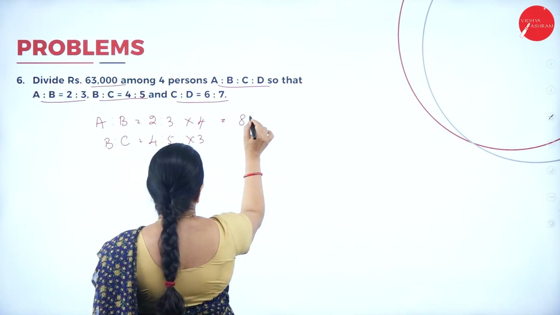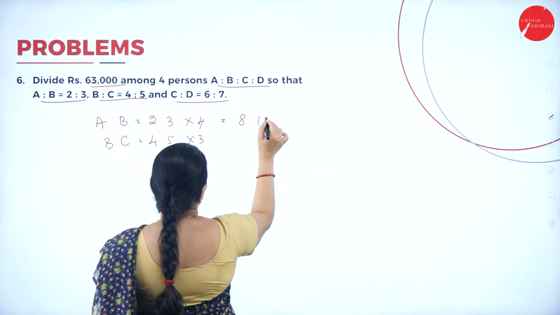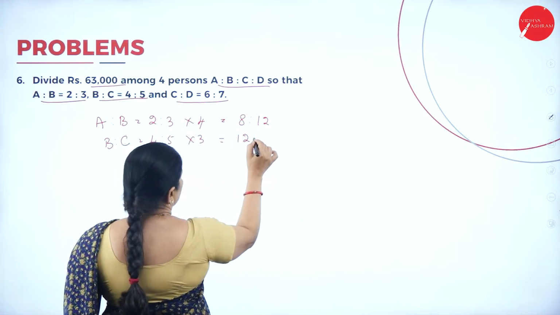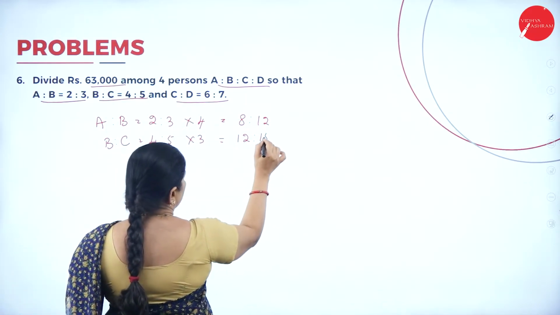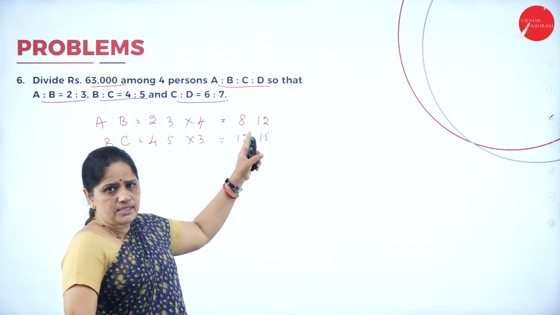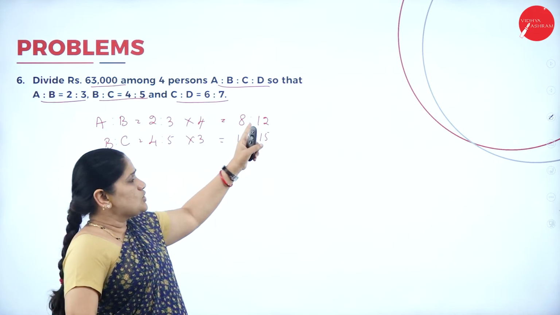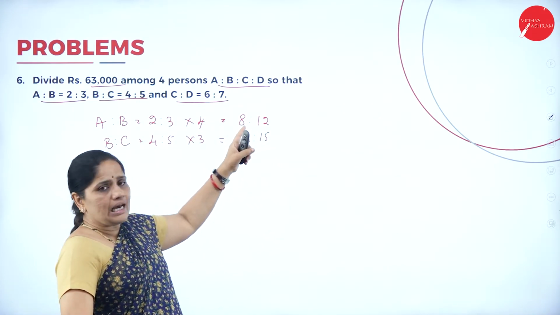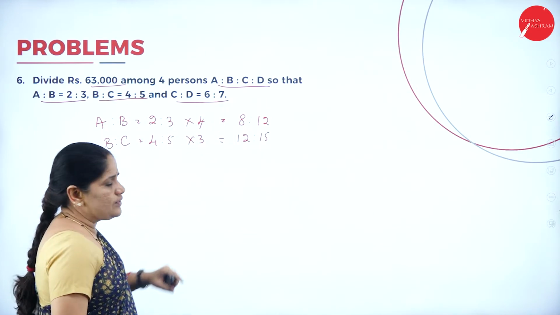4 2s are 8, is to 3 4s are 12, and again here 3 4s are 12, is to 3 5s are 15. So we get a common ratio here, that is B is common. So A is to B is 8 is to 12. So 12 and 12 are common here. So it will be easy for us.